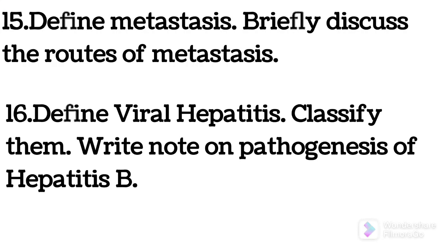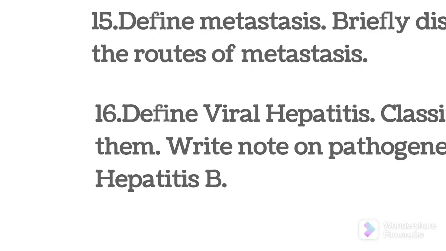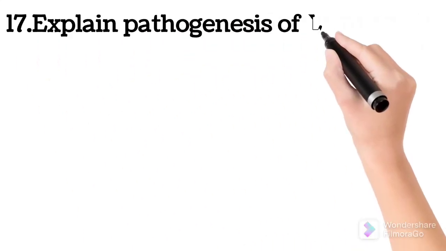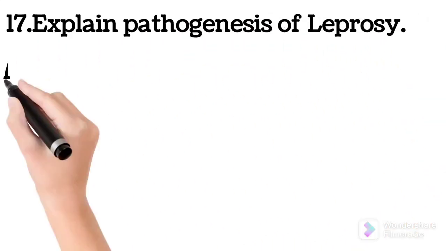Then next is define viral hepatitis, classify them, write a note on pathogenesis of hepatitis B. See, first you write what is this viral hepatitis, then you have to write some of the classification like hepatitis A, hepatitis B, C, D, E, F, G. Many are there, but you stop at A, B, C, D. Write one line about that, and if they ask, write symptoms, causes. If they ask also you write, if they won't ask also you write here.